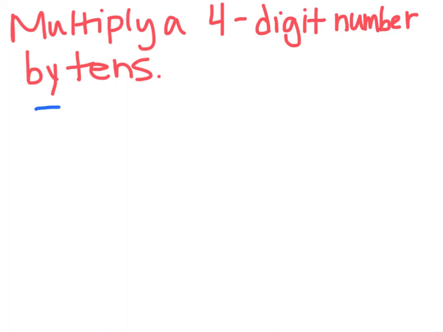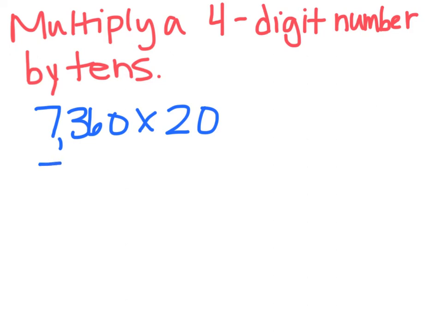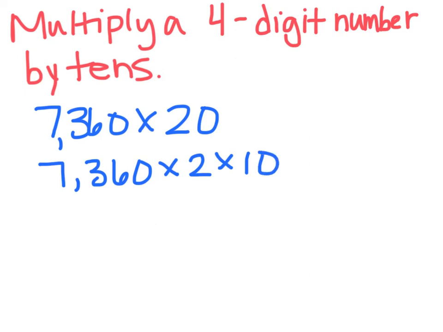We're going to multiply 7,360 by 20. You may use either method 1 or method 2 to solve this problem. In method 1, we'll take 7,360 times 2 times 10, because once again, we're breaking our 20 into 2 sets of 10.